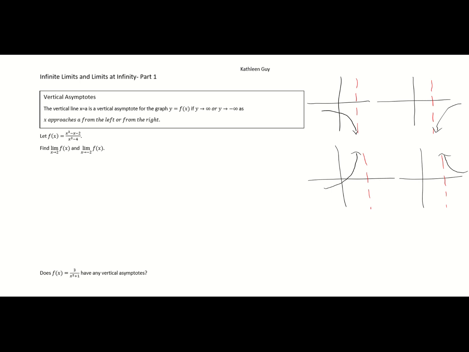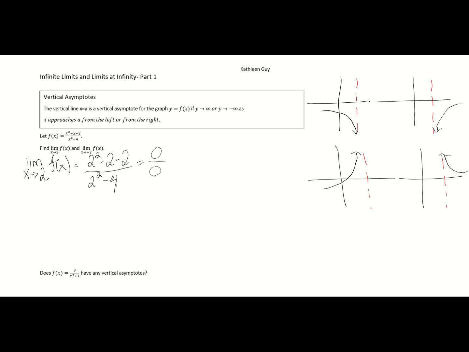And I want to look at two different limits, as x goes to 2 and as x goes to negative 2. So again, because this is a rational function, the first thing you always want to do is try to plug in. So I have the limit as x goes to 2 of f of x, and I'm going to plug it in. So I have 2 squared minus 2 minus 2 over 2 squared minus 4. And at the top, I'm going to get 4 minus 2 minus 2, which is 0. And at the bottom, I'll have 4 minus 4, which is also 0. So this is undefined.